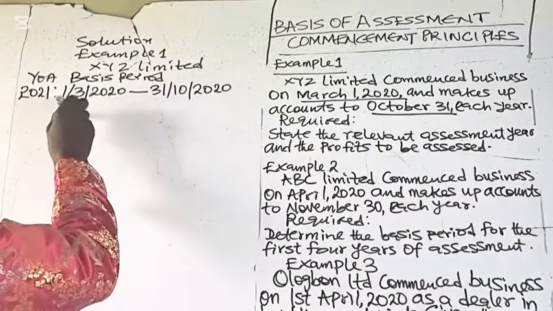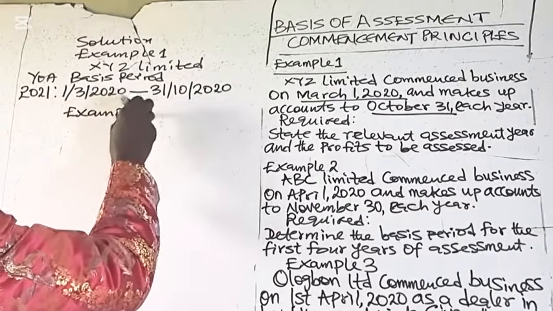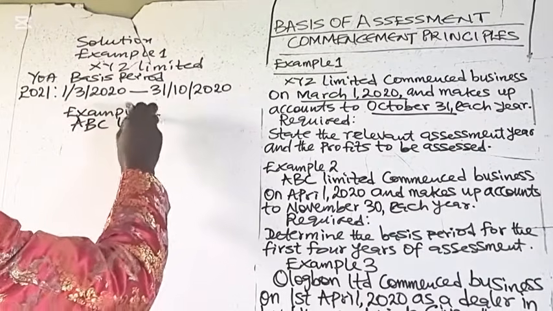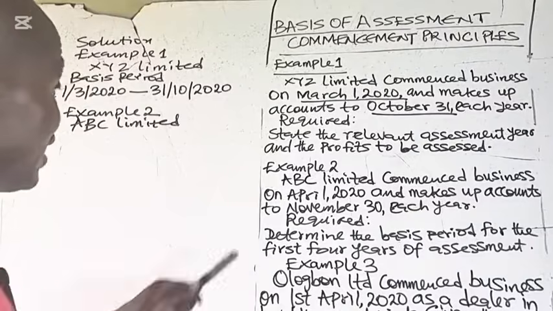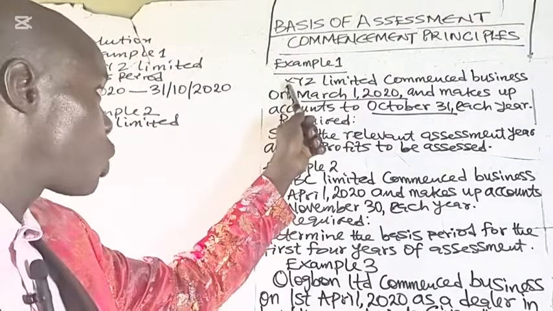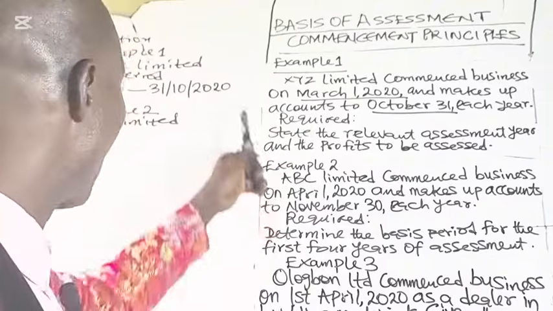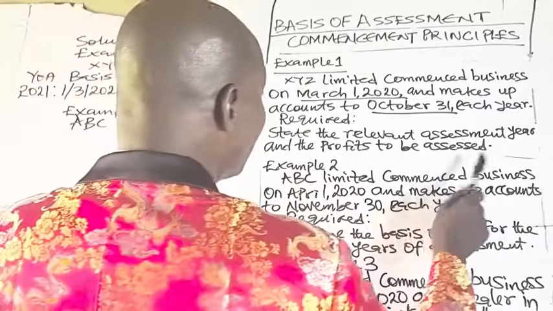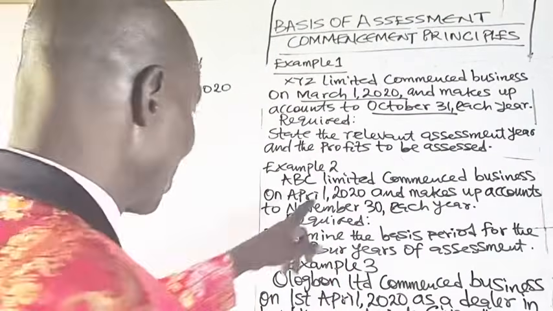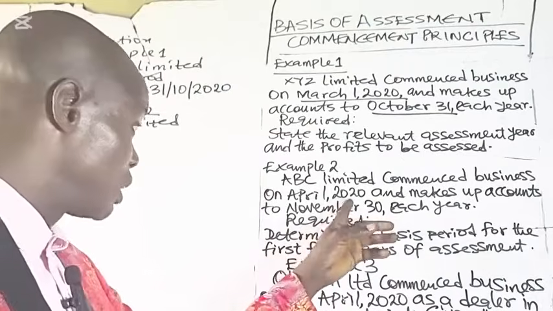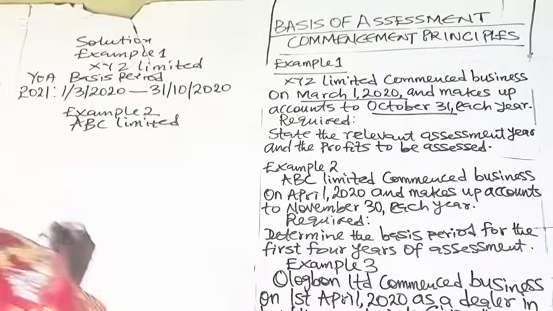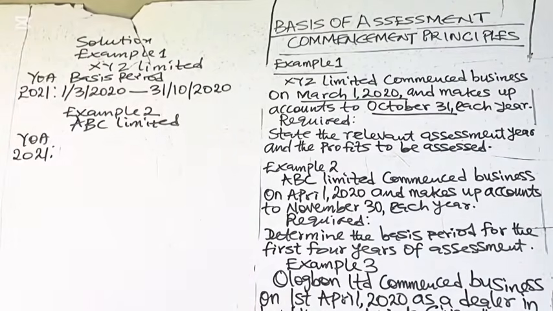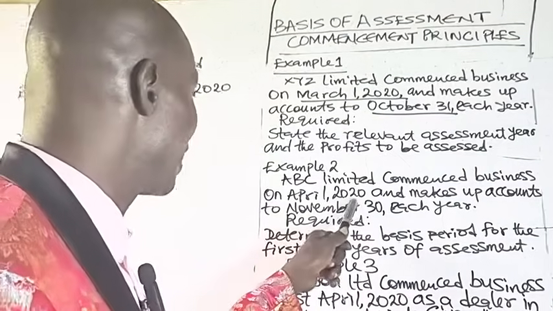Now let's have example 2, which is ABC Limited. This question is also obtained from ICAN study text, though in the ICAN study text it is written XYZ. But since I have XYZ Limited in the first one, I don't want to have the same name. That's why I changed it to ABC Limited. ABC Limited commenced business on April 1st, 2020. So the first year of assessment will be 2021 on PYB. That will be the first year.